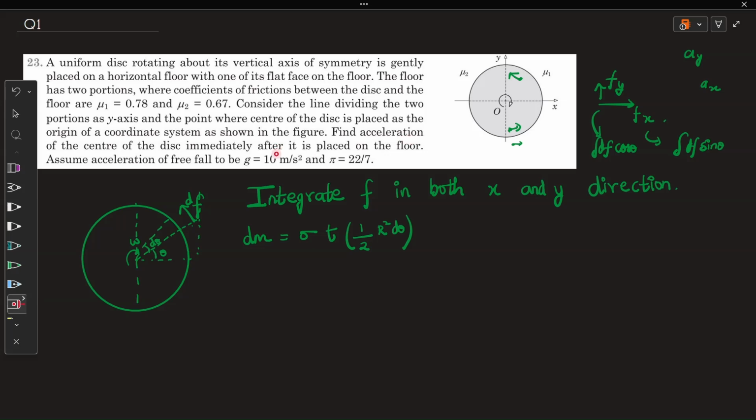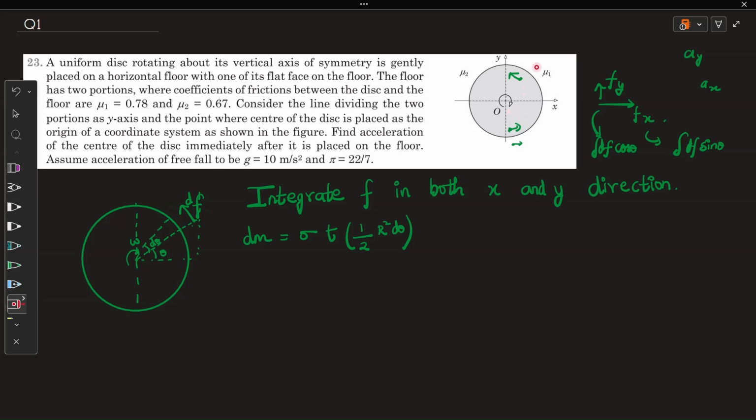But what are they asking? They are asking the acceleration of the center of the disk. The acceleration is caused only due to friction, so we have to find the acceleration due to friction. Because it's placed on a horizontal floor, gravity does no work. Only friction does the work.